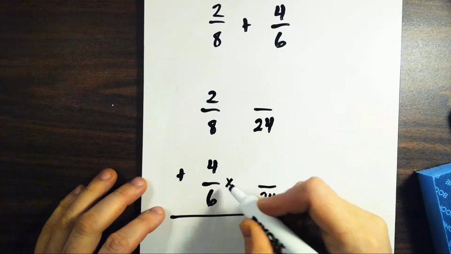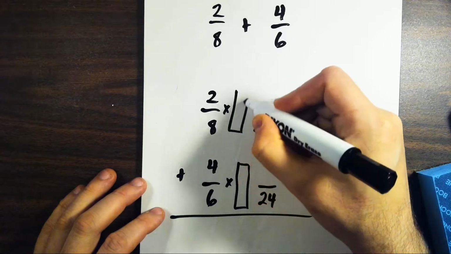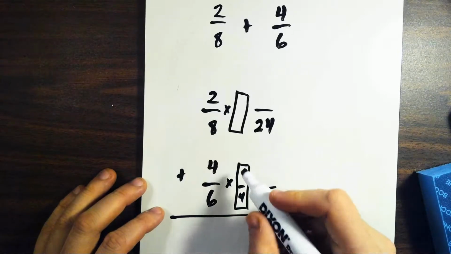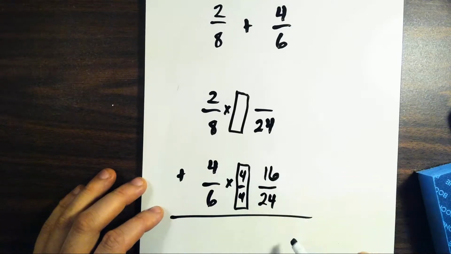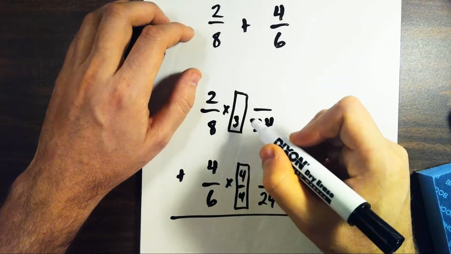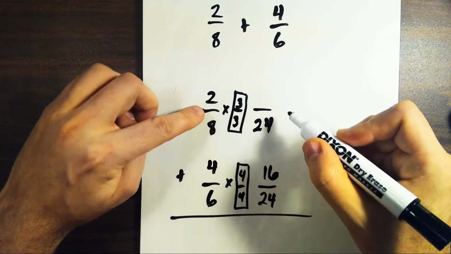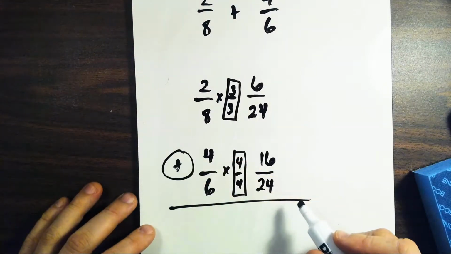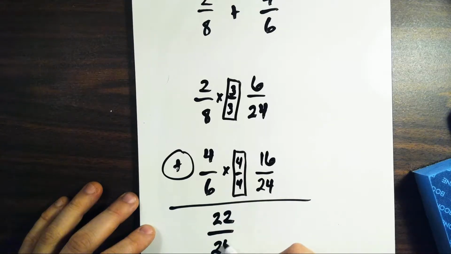Now what I'm going to do is try to multiply each of my fractions by some version of 1. So I'm going to say, what did I do to 6 to get to 24? Well, I multiplied it by 4. If I do the same thing right here, I'm multiplying by 1. 4 times 4 is 16. What did I do to 8 to get to 24? I multiplied by 3. As long as I do the same thing to the top, I will have 1 again, so 2 times 3 gives me 6. I'm ready to add this. 6 plus 16 gives me 22 over 24.